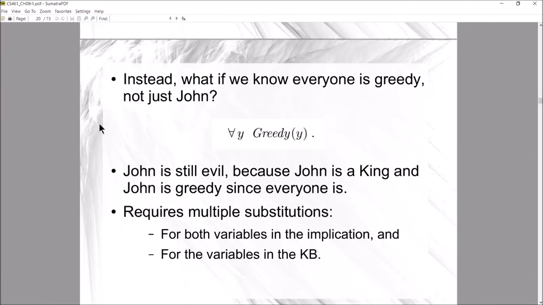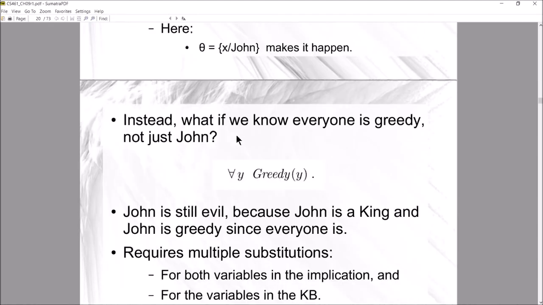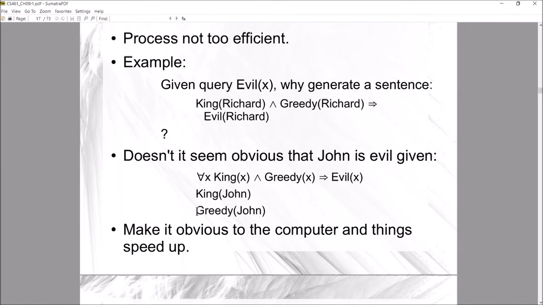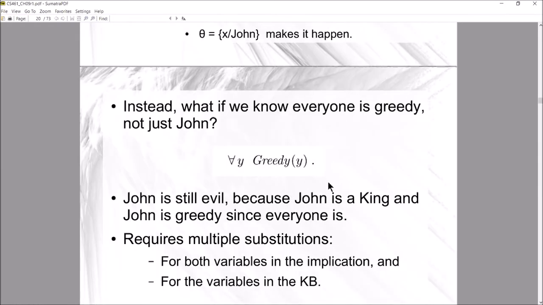All right, so we can make this work even harder for us, right? So let's assume we replace one of those sentences in the knowledge base, right? So let's say that instead of having greedy John, let's say that we were able to delete this and replace it with this sentence right here. For all Y, greedy Y. This basically means if Y is a person, then Y is greedy.